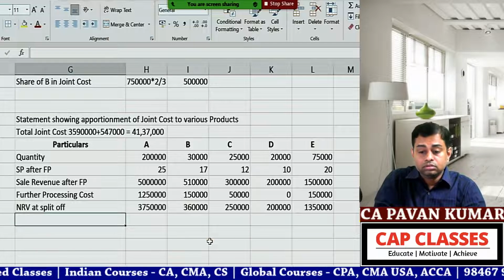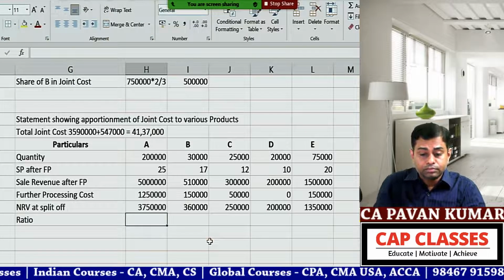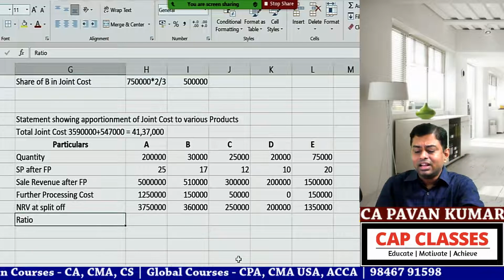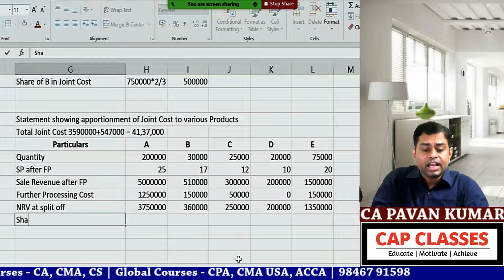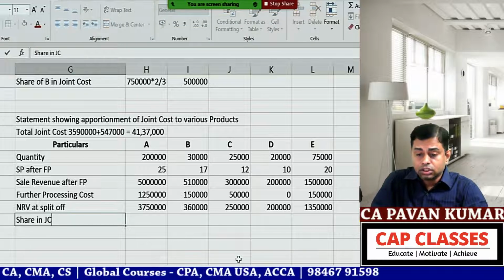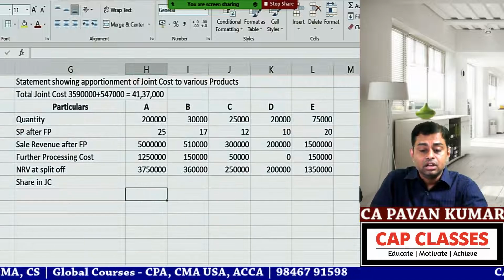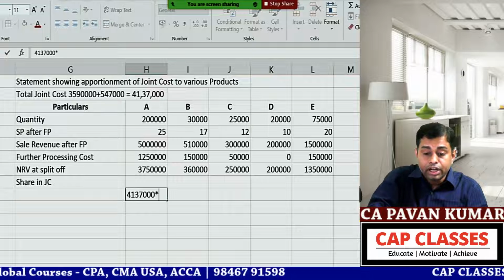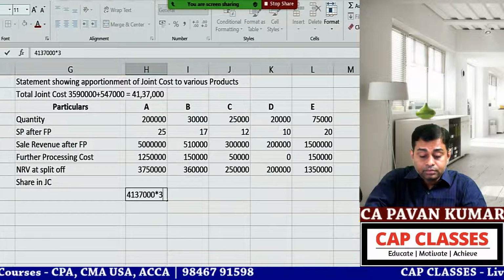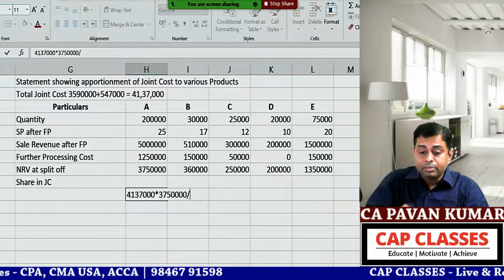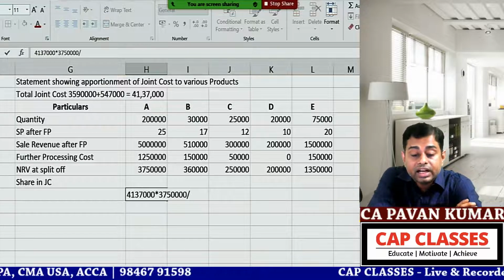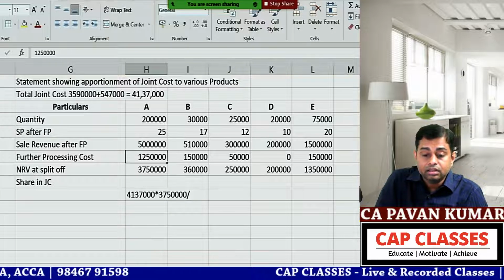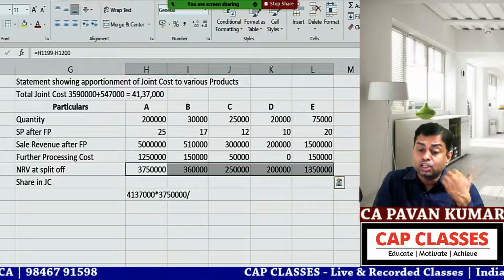Okay. Now the ratio. Can we cancel this and tell the ratio, or why calculating the ratio straight will apportion the share in joint cost? So what is the total joint cost? 41,37,000. So here I can write 41,37,000 into 37,50,000 divided by, add all the numbers and tell me. Net realizable value, add all the numbers. What is the total NRV?